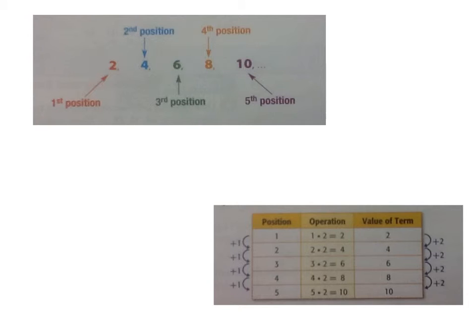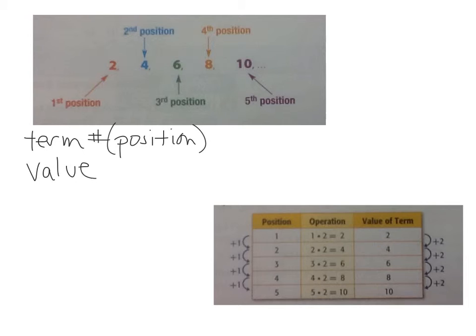The first one is the term number, which is also known as the position. And the second is the term value, which is the actual number that you're looking at. So you need to be able to take an arithmetic sequence like the one you see up here, 2, 4, 6, 8, and 10, and turn it into a table that you can use to write a mathematical equation.